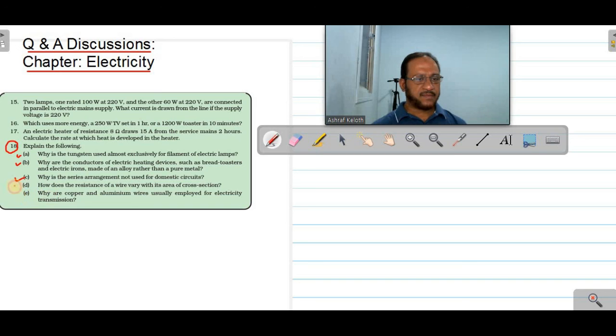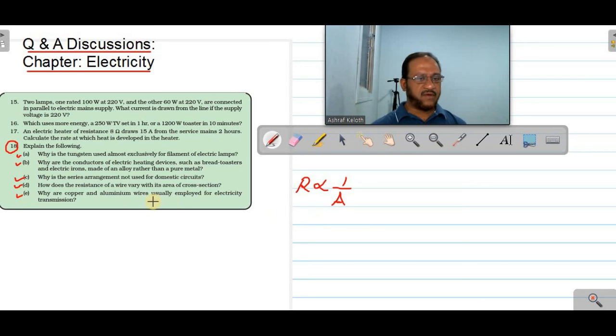Okay. Now question D. How does the resistance of a wire vary with its area of cross section? When the area of cross section increases, resistance will decrease. The resistance of a conductor is inversely proportional to area of cross section. If A is the area of cross section, then resistance is proportional to 1 by A.